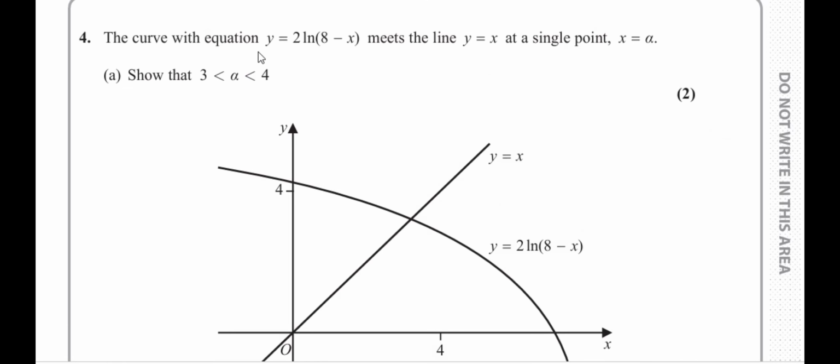Question 4. The curve with equation y equals 2 ln 8 minus x meets the line y is equal to x at a single point x is equal to alpha. Show that alpha is between 3 and 4. So the method for this question would be, since the curve and the line have an intersection point, we can put them equal to each other and derive a combined equation for the function. And in that function, if we put x is equal to 3 as well as x is equal to 4, it should be giving us a sign change, and that should be enough for us to conclude that alpha is between 3 and 4.